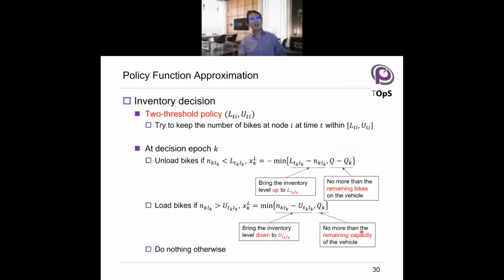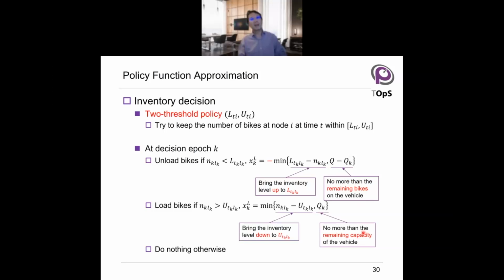And so, like we said, we use a policy function approximation. So we design policies at each decision epoch k. For the inventory policy, we use this natural two-threshold policy, like a lower bound and upper bound. At each decision epoch, the equation is straightforward. When we have very few bikes, when the number of bikes is smaller than the lower bound, we unload bikes from the vehicle to the node. And if we have more bikes than the upper limit, then we pick up bikes onto the vehicle. We load the bikes from the node onto the vehicle. Of course, we need to consider the constraints: when we unload, we can only unload the number of bikes on the vehicle.